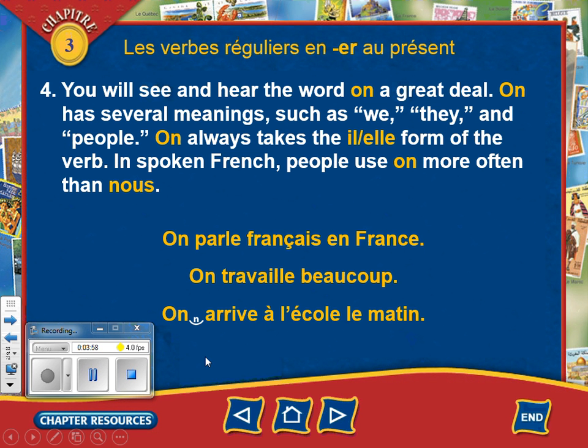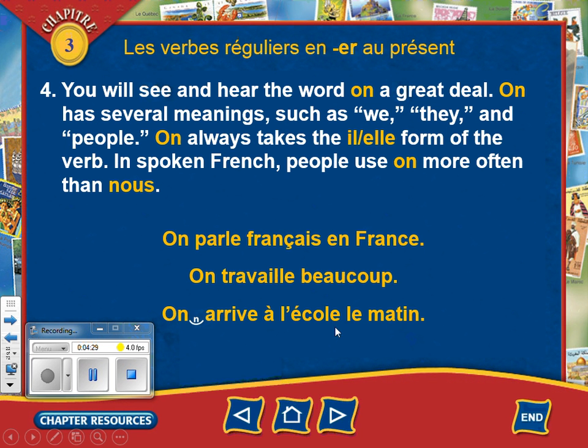Now, when this subject is in front of a consonant like P or T, the N in on is silent. On travaille. On parle. However, when it's in front of a vowel sound, we have our liaison. Remember what we talked about in class today? That's when we hear the last consonant before a vowel. So now it sounds like on arrive.